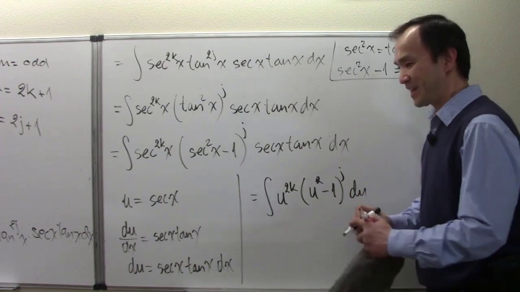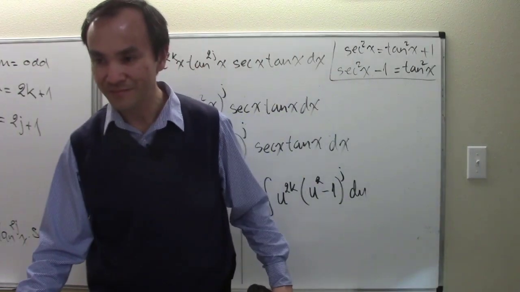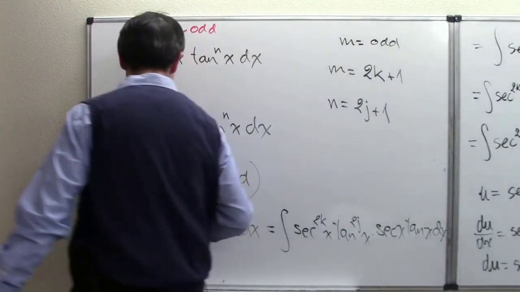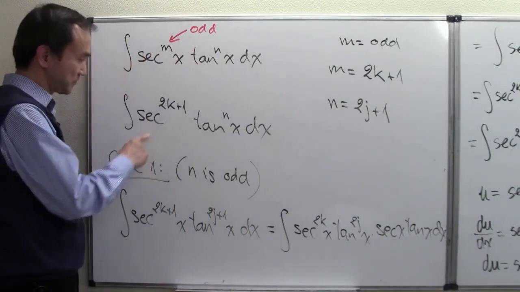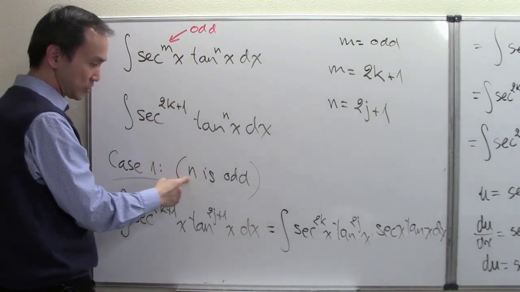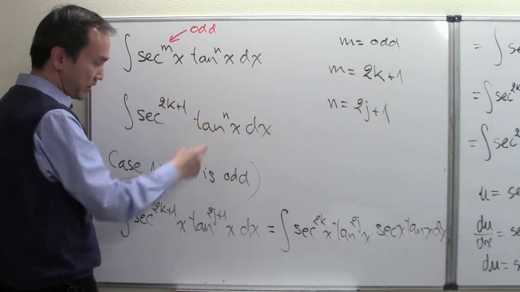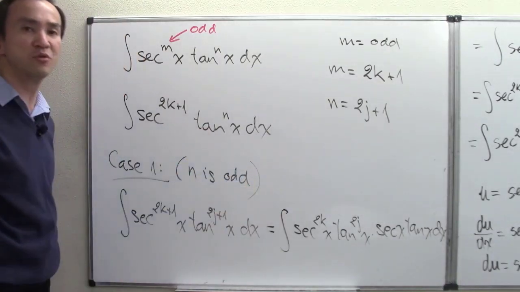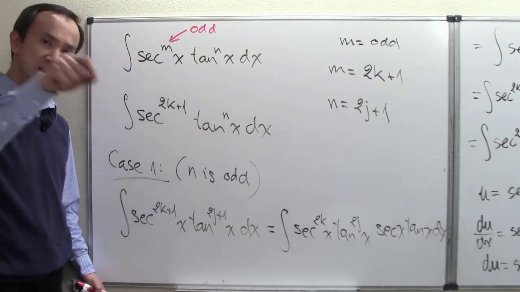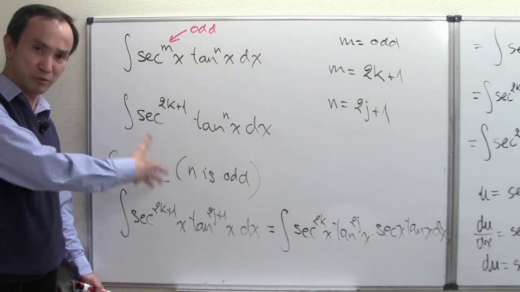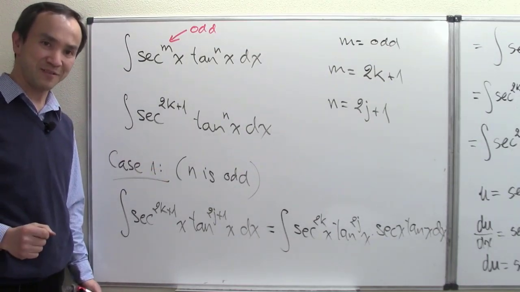All right, and so that is the first case of when the power m on the secant is odd. The first case here is when the power n on the tangent is also odd, right? That was the plan of how we would handle that. And so now you can look at the following example to demonstrate the idea.